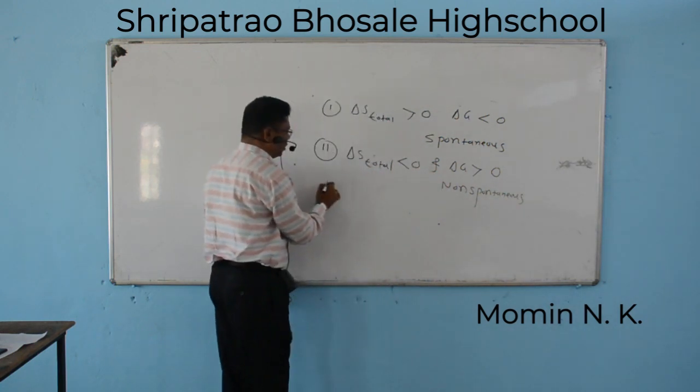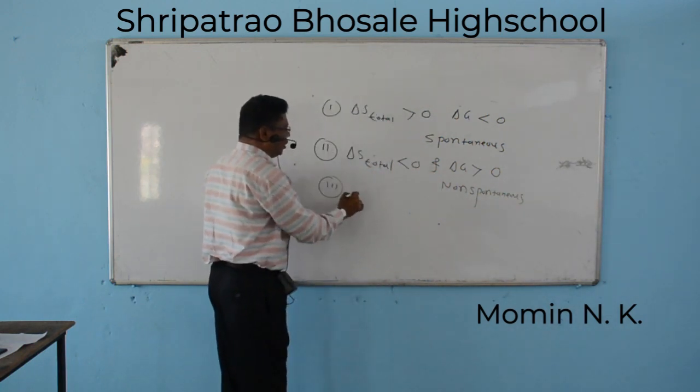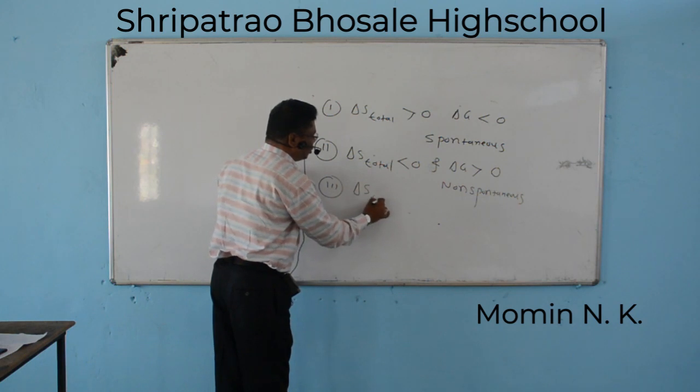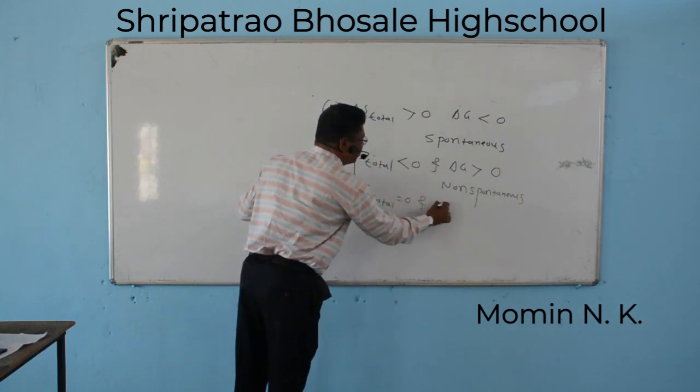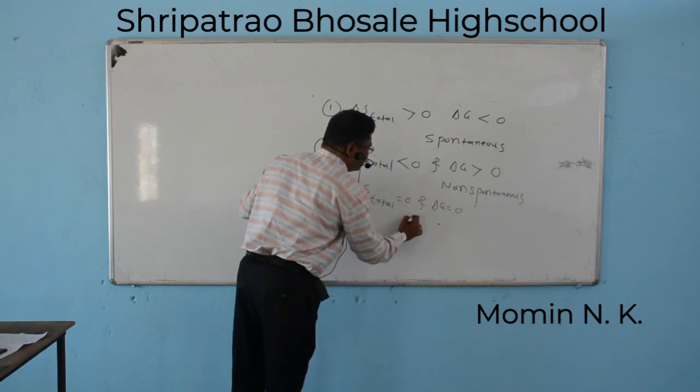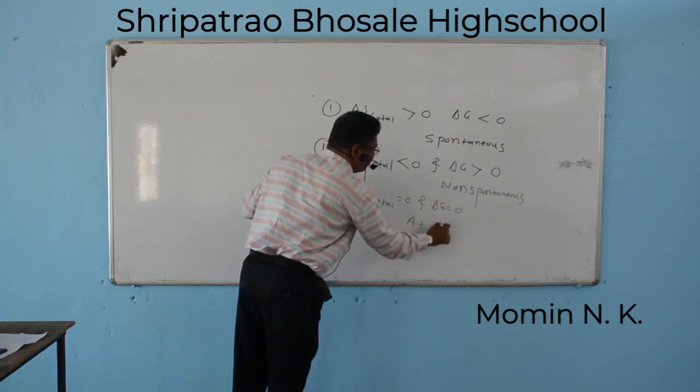Here, third important point: whenever delta S total is equal to 0 and delta G is equal to 0, the process is at equilibrium.